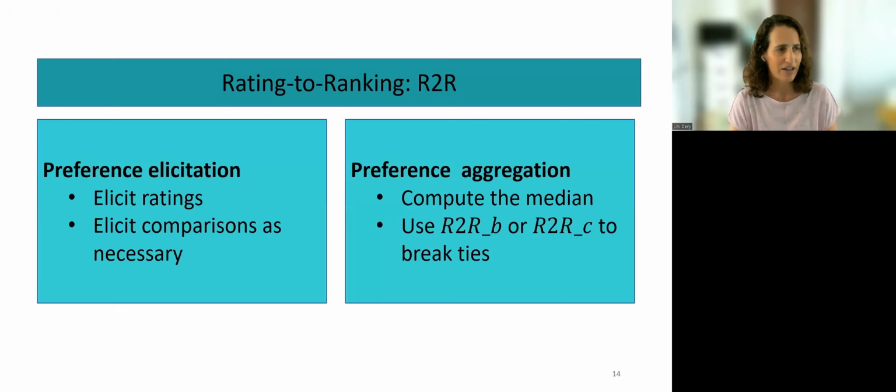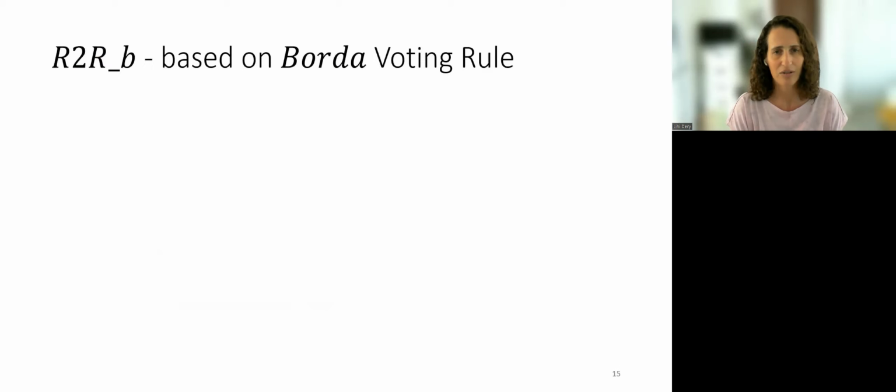For preference aggregation, we first compute the median, and then we need to use either R2RB or R2RC to break the ties. R2RB is based on the well-known Borda voting rule. The full definition is in the paper, but now I'm just going to present it in layman's terms.